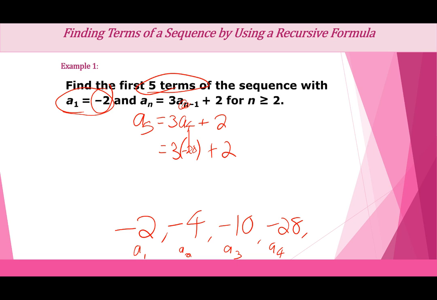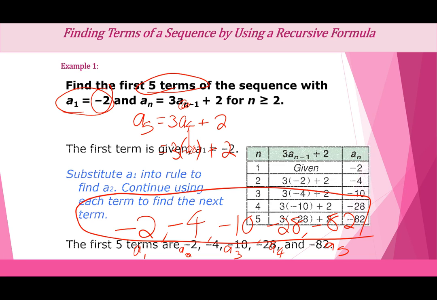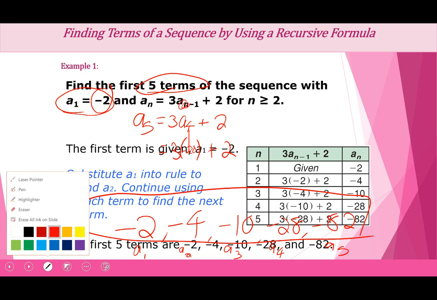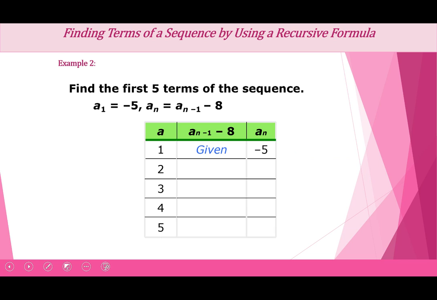28 times 3 is -84, plus 2 would be -82. So there's your first 5 terms of this sequence. Right? Yes, got it right. Killing it. All right. So here's another example.